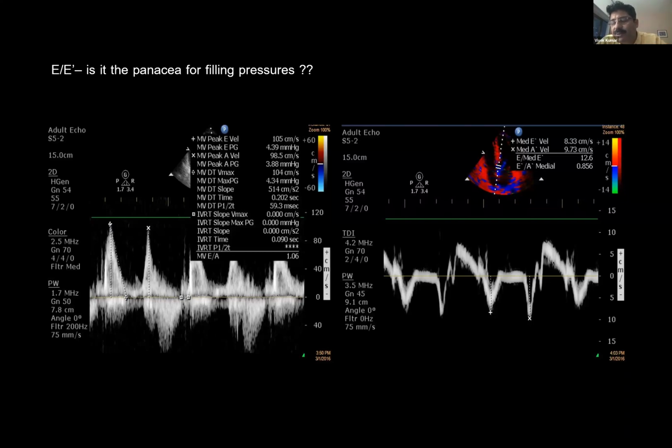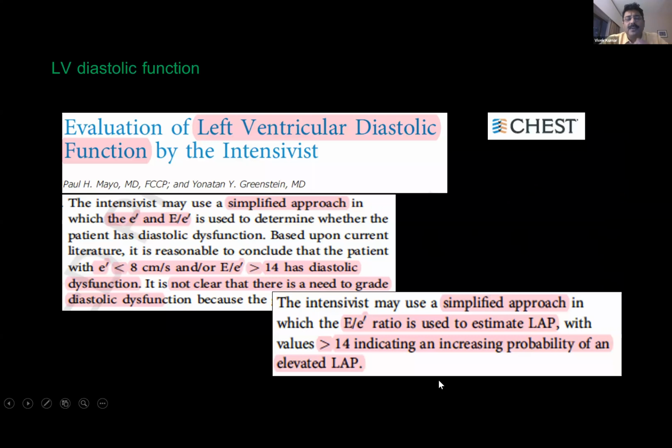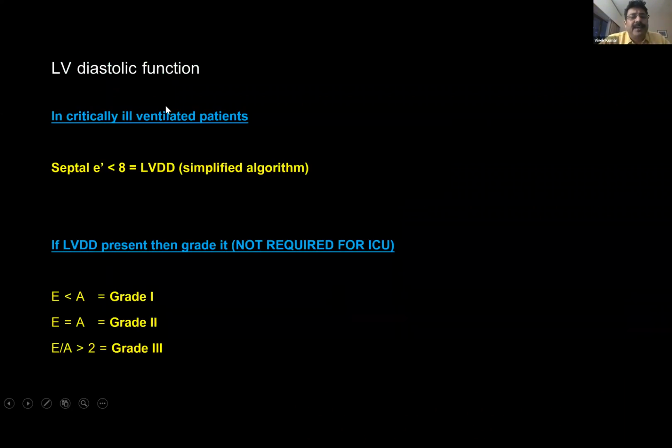Good tissue moves fast towards the apex and comes back fast to the baseline. Bad tissue moves slowly towards the apex and comes back slowly to the baseline. So you see how we have started in a setting of acute RV dysfunction. We are navigating the left ventricular filling pressures, and I'll tell you why it is important. So therefore, in any critically ill ventilated patients, and even if it is acute cor pulmonale, if you have a septal E prime of less than 8, that means this is a heart which is relaxing very slowly, and this indicates that there is an LV diastolic dysfunction.